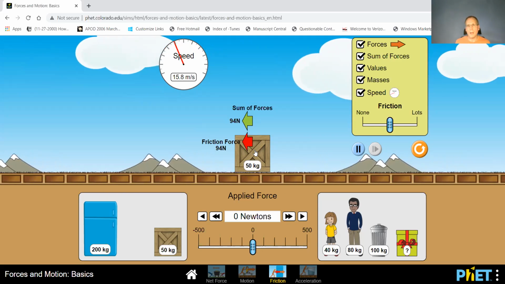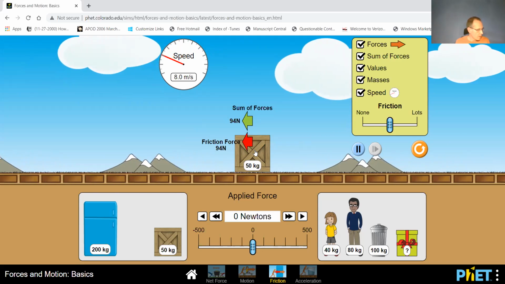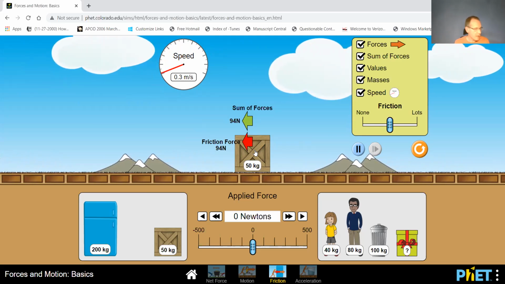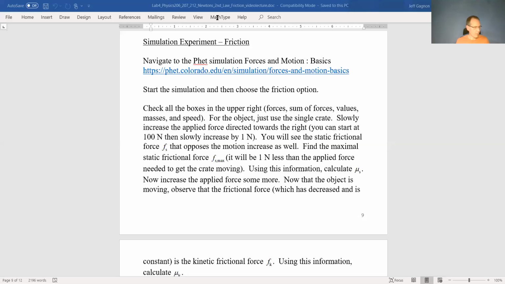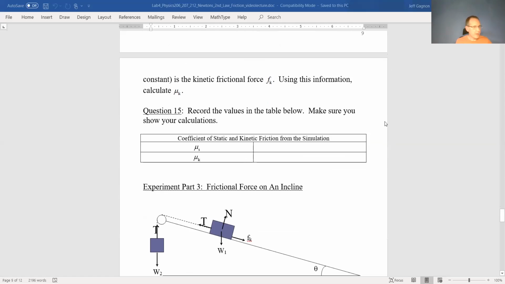All right, so that's it. It's a very simple part of the experiment with the simulation. You're just ultimately going to calculate μs and μk based on those two conditions. Okay, so question 15 is calculate μs, μk, and fill in this table, right, based on that simulation data.